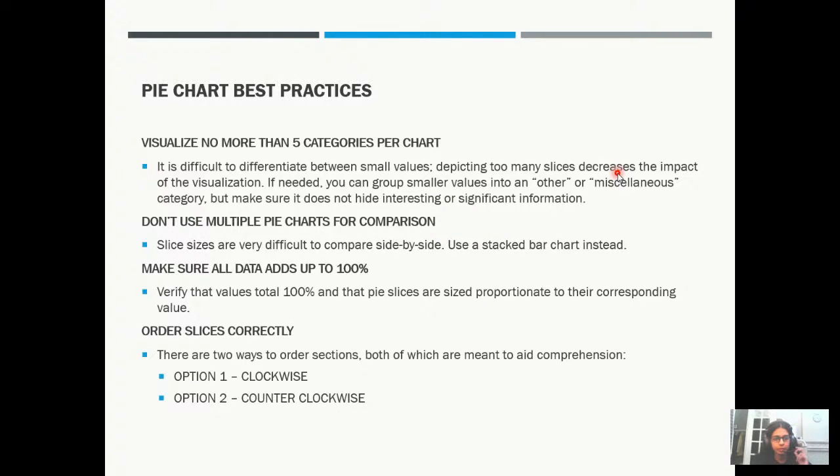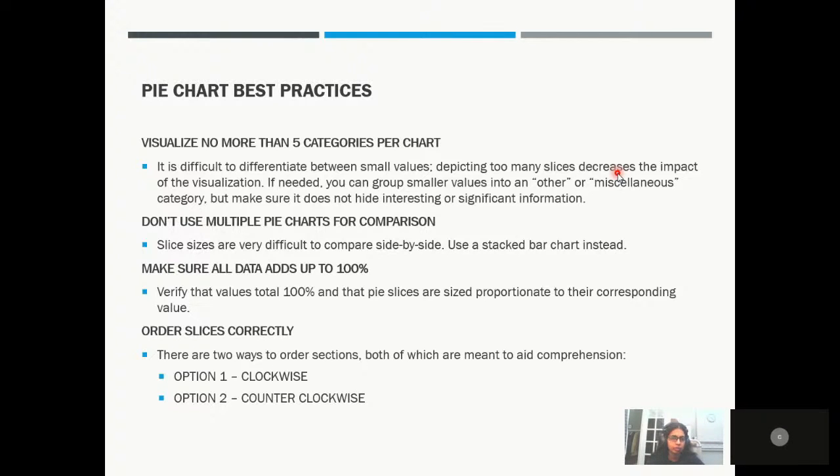Any questions so far? We have covered bar chart, stacked bar chart, and pie chart as of now. Before I move on, if there are any questions, I would be happy to take them.